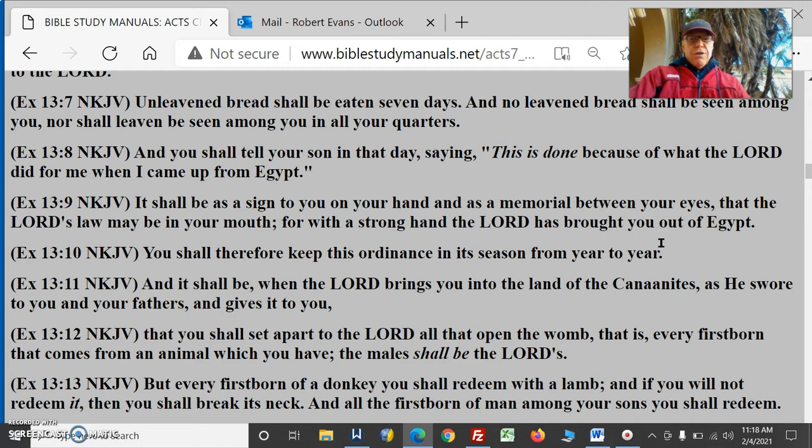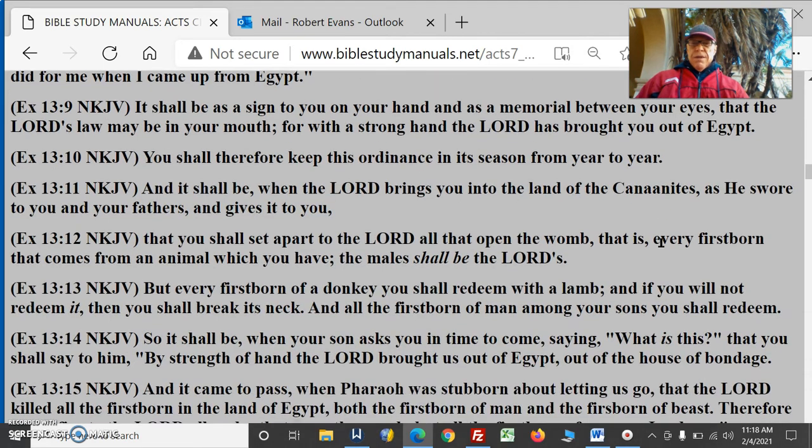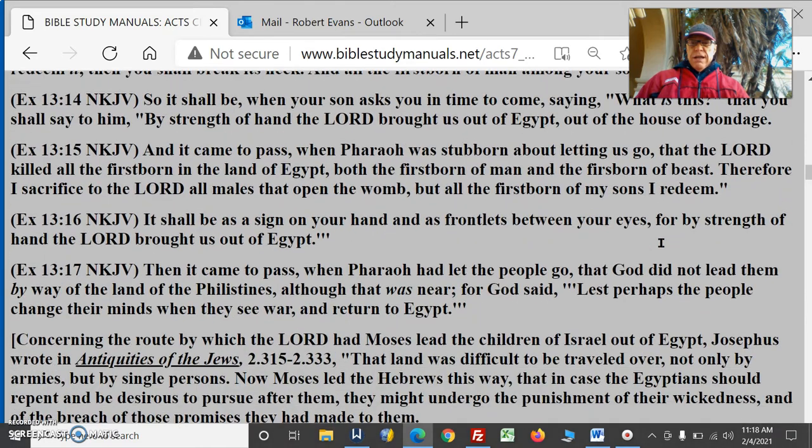And it shall be a sign for you on your hand, and as a memorial between your eyes, that the Lord's law may be in your mouth. For with a strong hand the Lord has brought you out of Egypt. So, moving on down the sea.